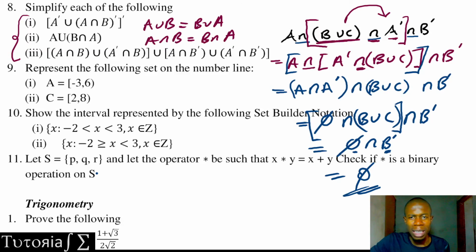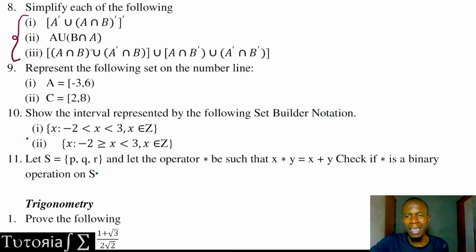Now we are going to look at these questions. So you can just write it down and try to go through it by yourself, so that you are acquainted with it. Okay. All right. So we come to this question. We have A complement, A intersection B complement, then everything complement.